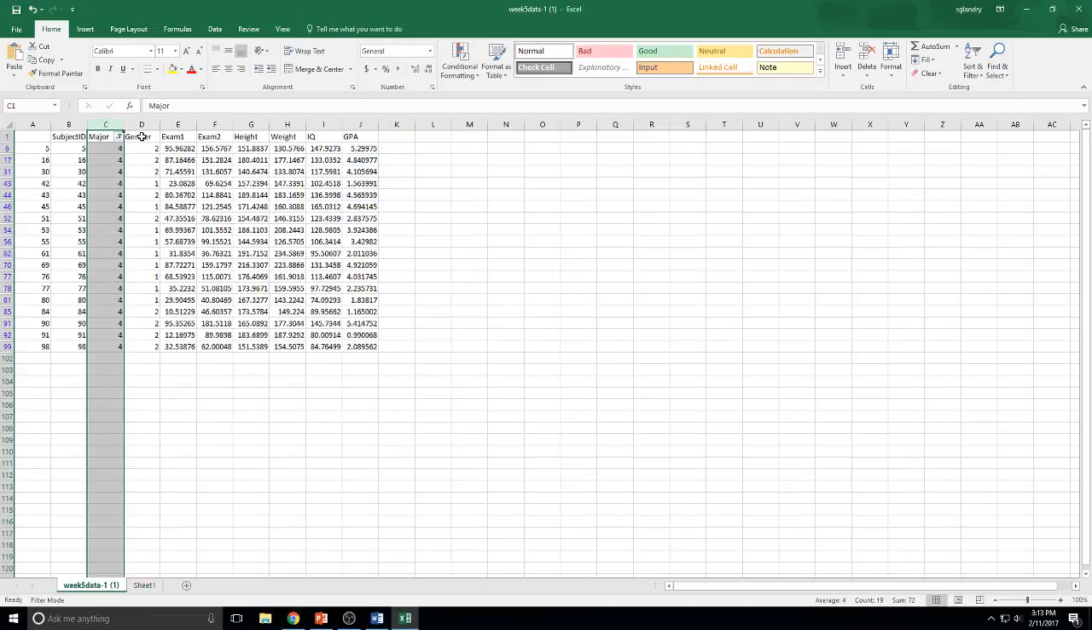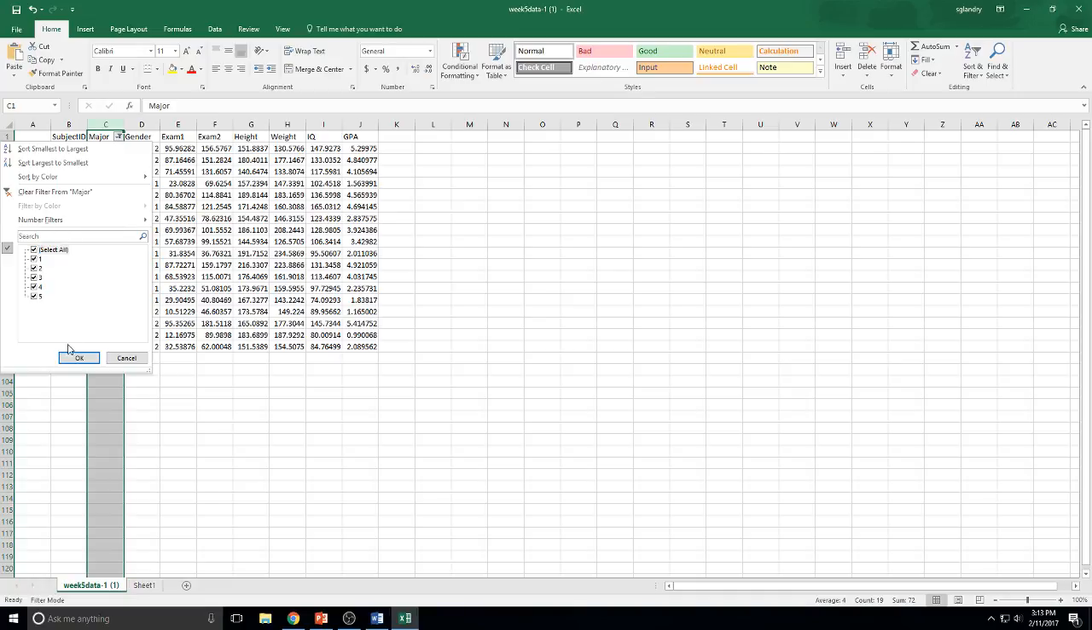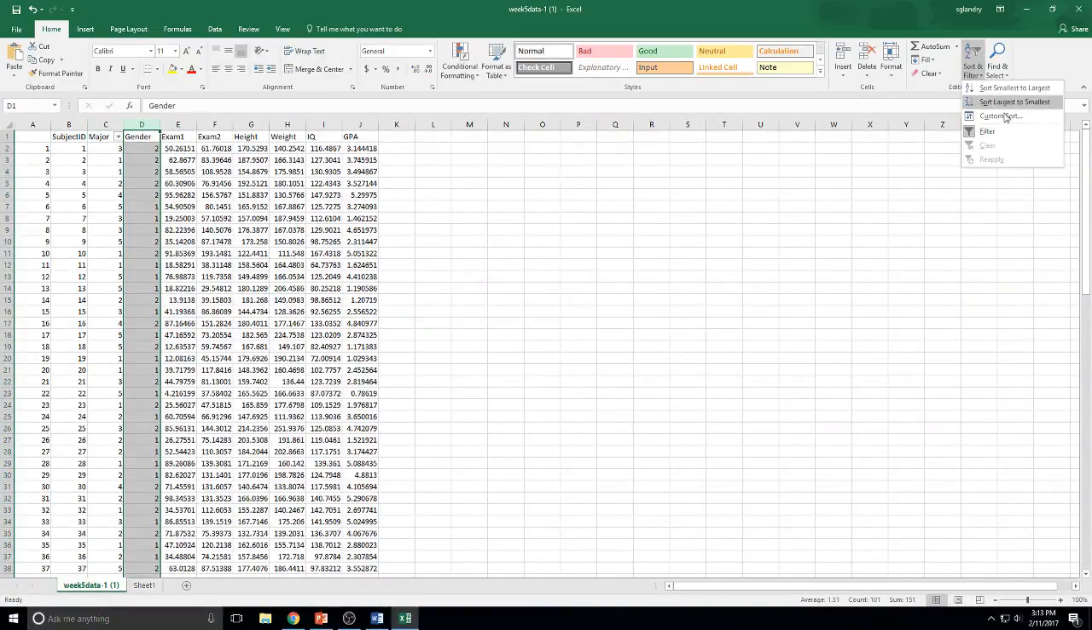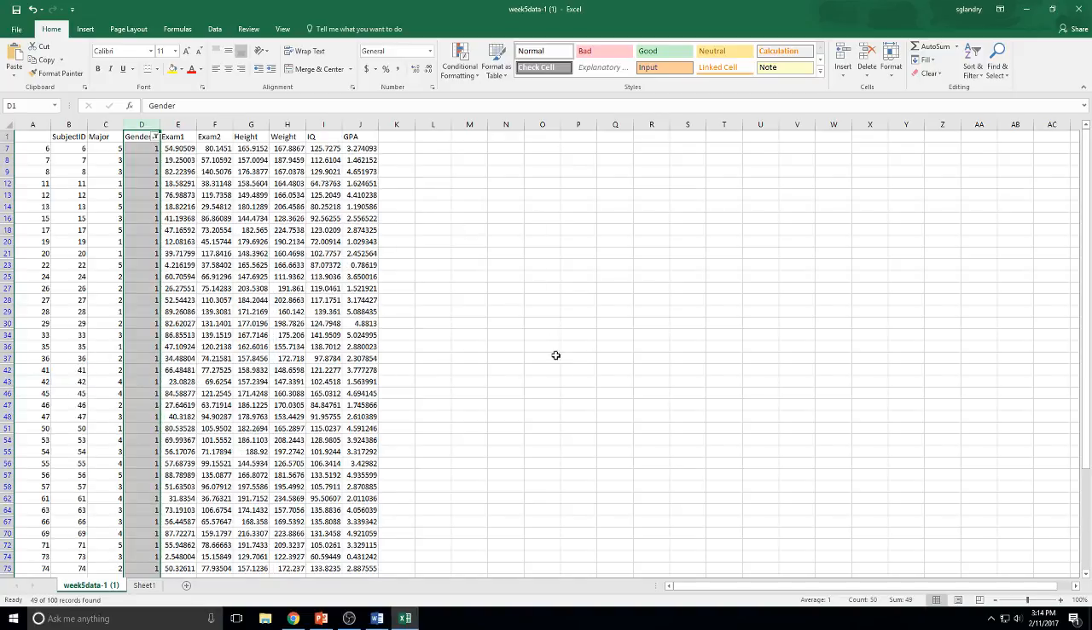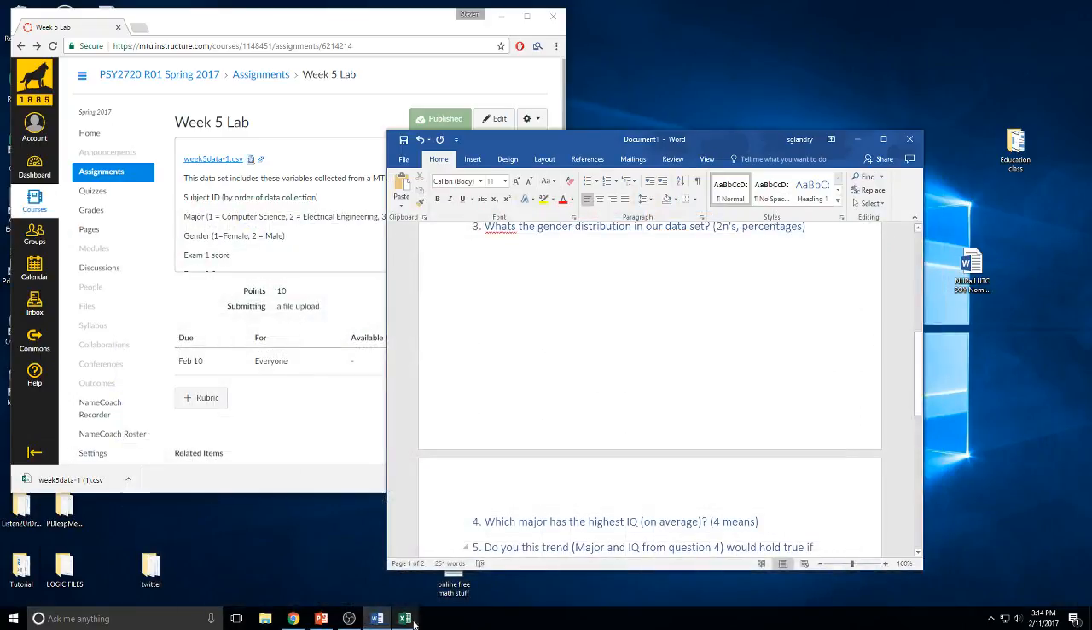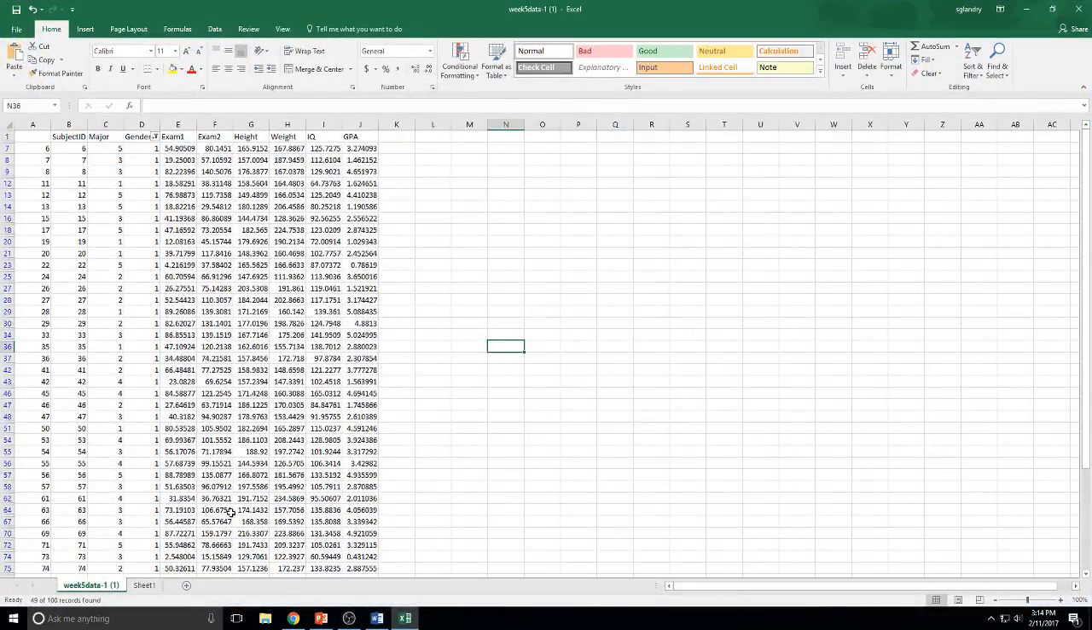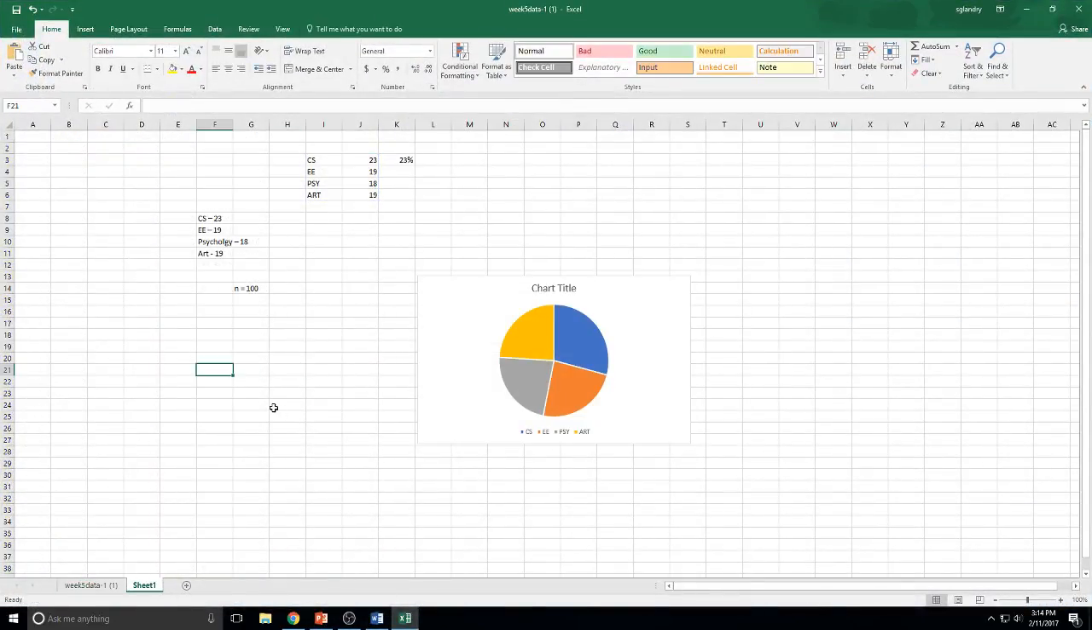Oh boy. Let's put all of those guys back. Let me add a filter to gender. Alright, gender 1. How many do we have? 50. Whew. What's 1? 50 females. That probably means 50 males. How did I misspell females? Okay. Do I have to make a chart from that? That's kind of dumb, but whatever. 50, 50.